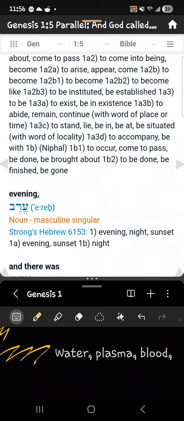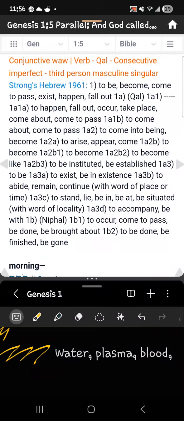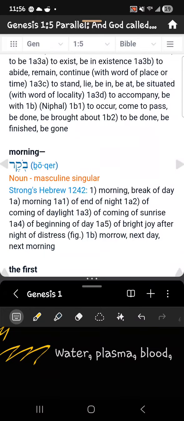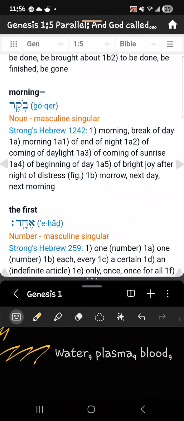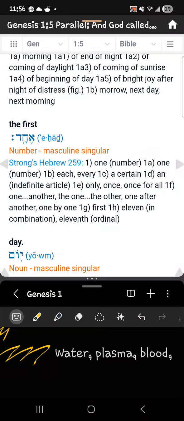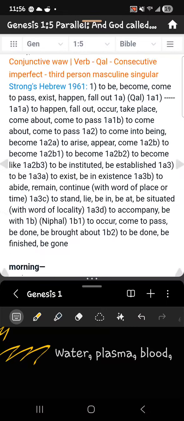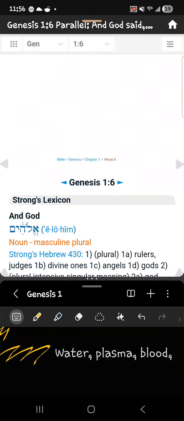Arab means mixed. So when the time became mixed, like between daylight and nighttime, there's evening, and between nighttime and daytime, there's dawn, or dawn and dusk type stuff. You get it? And there was morning, baqar. Like break of day. You feel me? Ahad Yawam. Okay, so this is the first day.